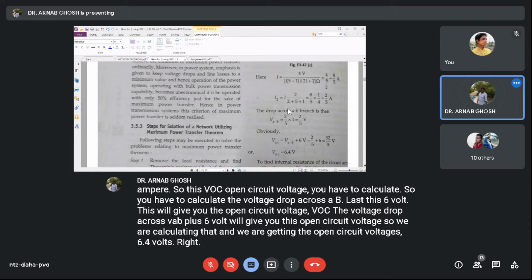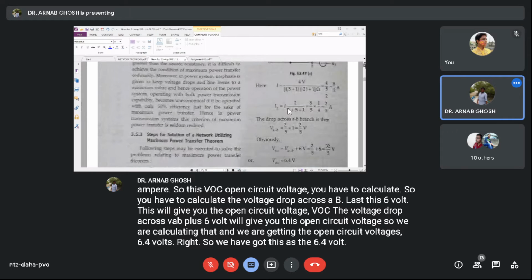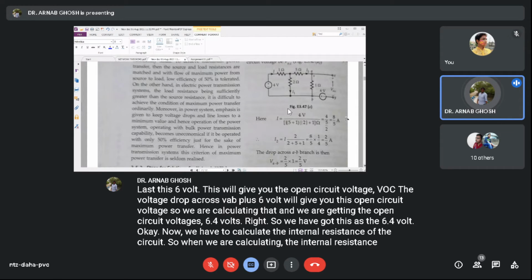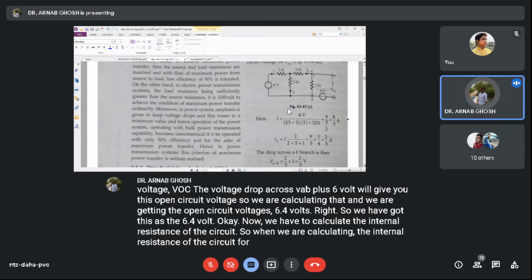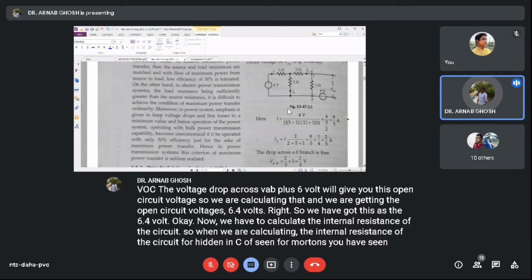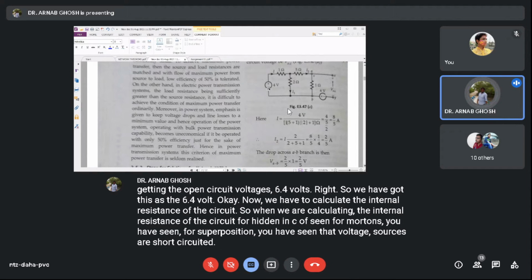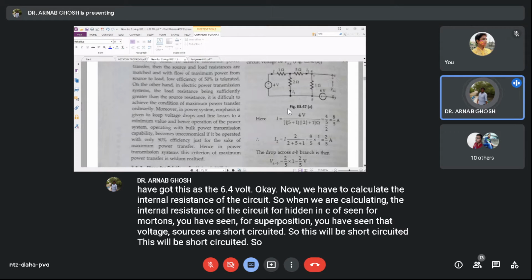Right. So we have got this as the 6.4 volt. Now we have to calculate the internal resistance of the circuit. For Thevenin's you have seen, for Norton's you have seen, for superposition you have seen, that the sources are short circuited. So this will be short circuited, this will be short circuited. So you are left with a circuit like this.